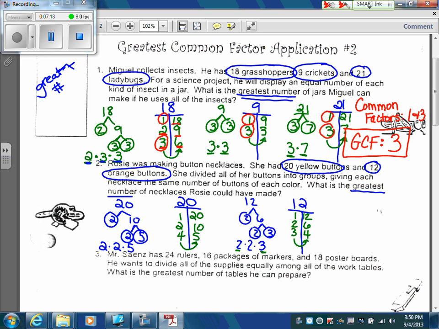Common factors, circle them. They both have a 1. They both have a 2. They both have a 4. They do not both have a 5, a 10, or a 20. So my common factors are 1, 2, and 4. My greatest common factor is 4.